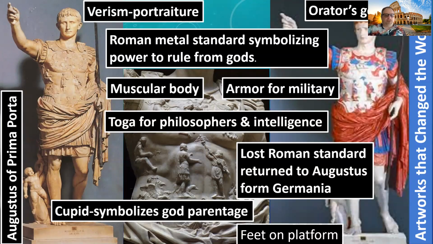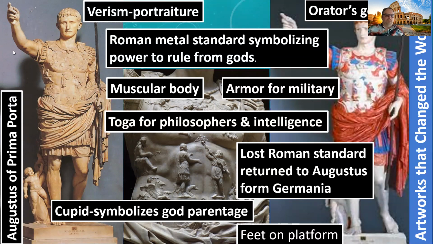So if we look at this particular portrait, now that we know a little bit more about Augustus, you'll note at the very top, the verism, that is actually his real picture. That is his portrait. It's called verism. He's holding, on the left-hand side, the Roman standard symbolizing power to rule from the gods. Oftentimes that has an eagle on top of it, and it's where our flagpole comes from. He's got a muscular body, an armor for military and his accomplishments, toga for philosophers and showing his intelligence.